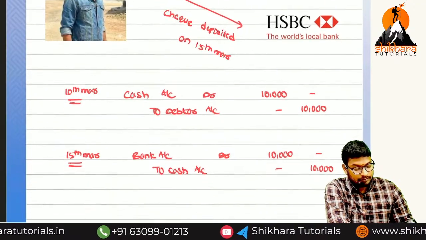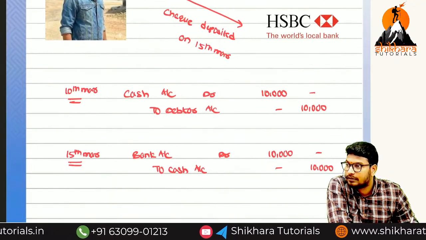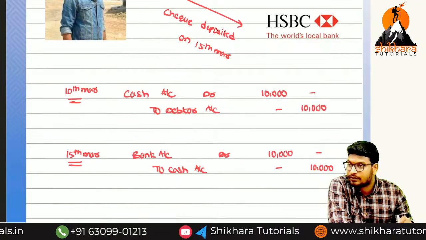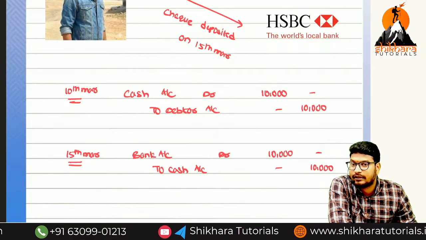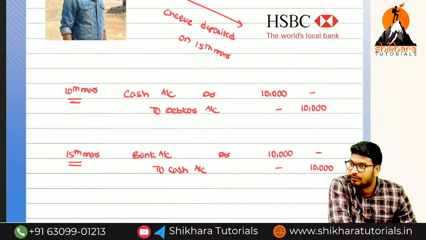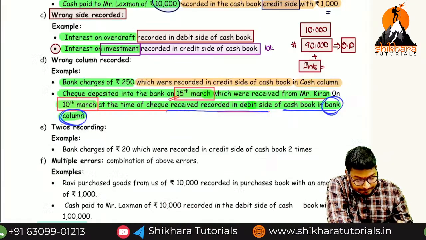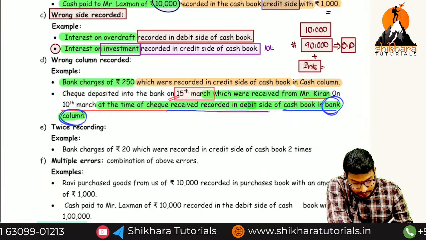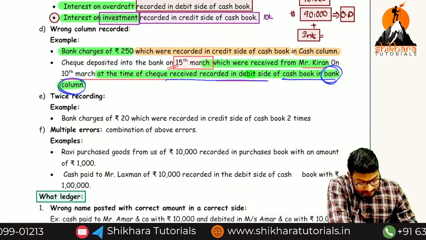So now, I think you can rectify the mistake. Okay na? Do you understand this concept, ma? Check deposit on one date and check received on one date, deposit on another date. This one you can do, so no problem. Now, next one, ma, twice recording.